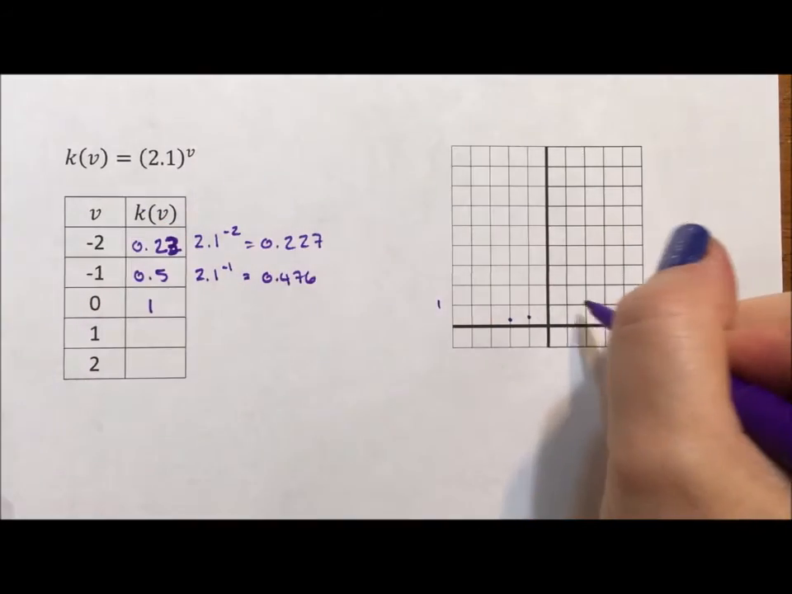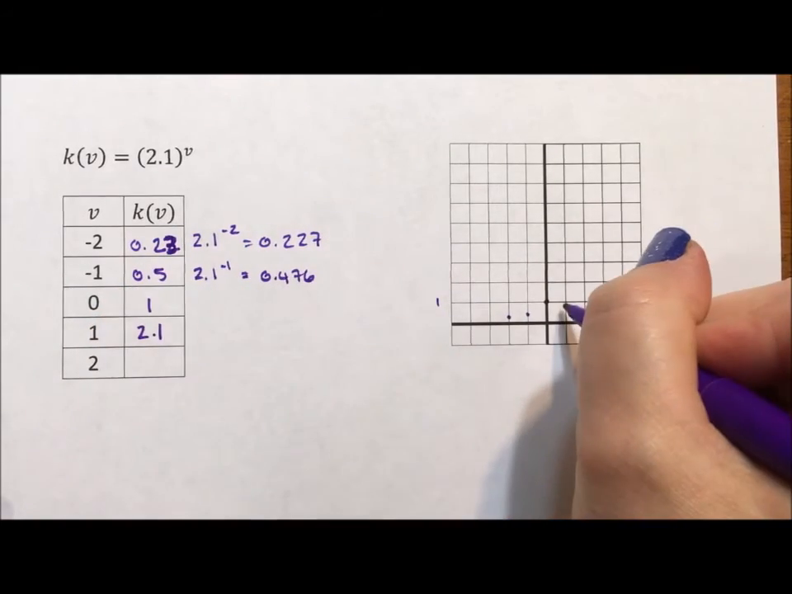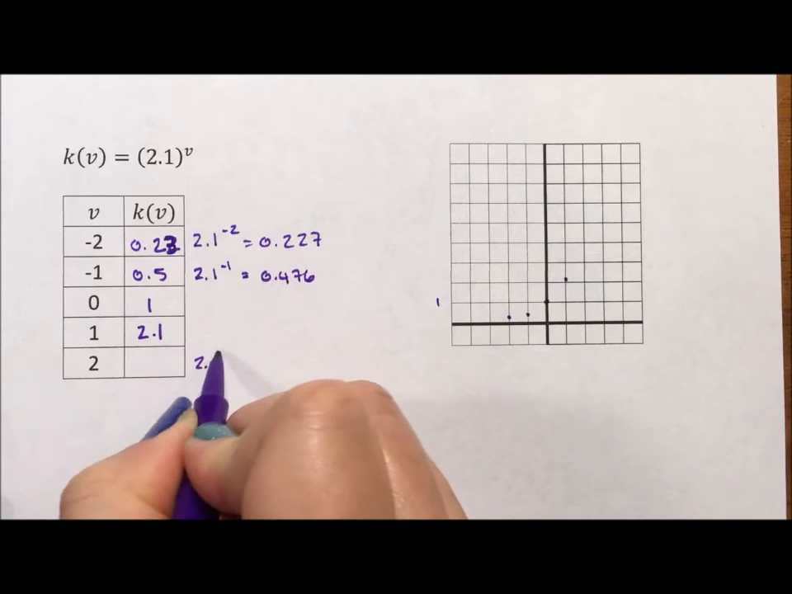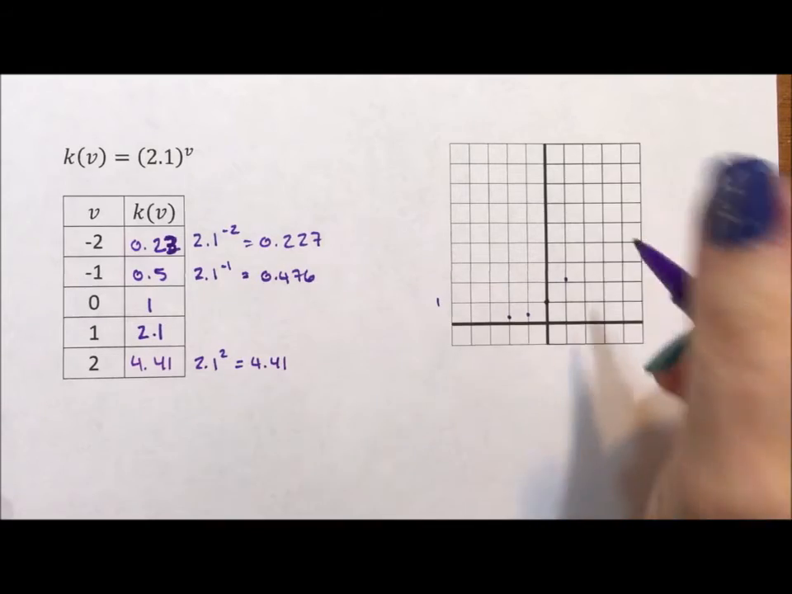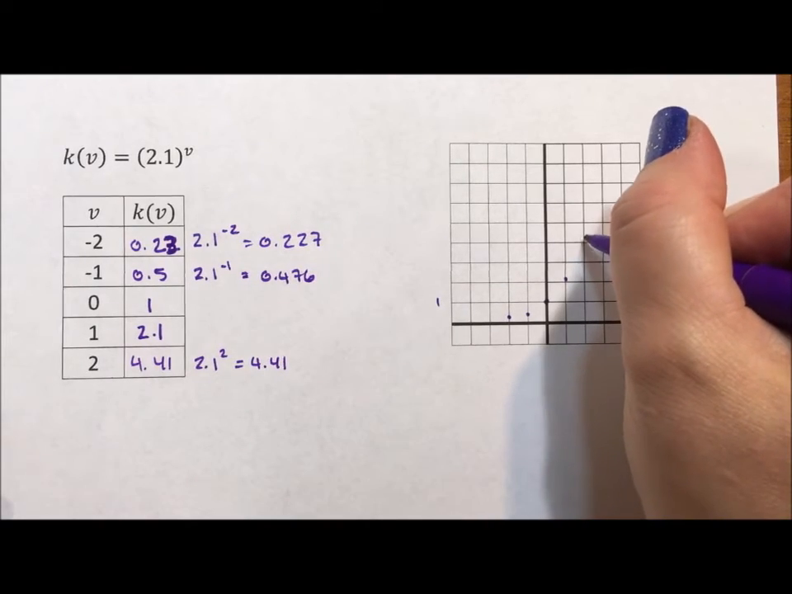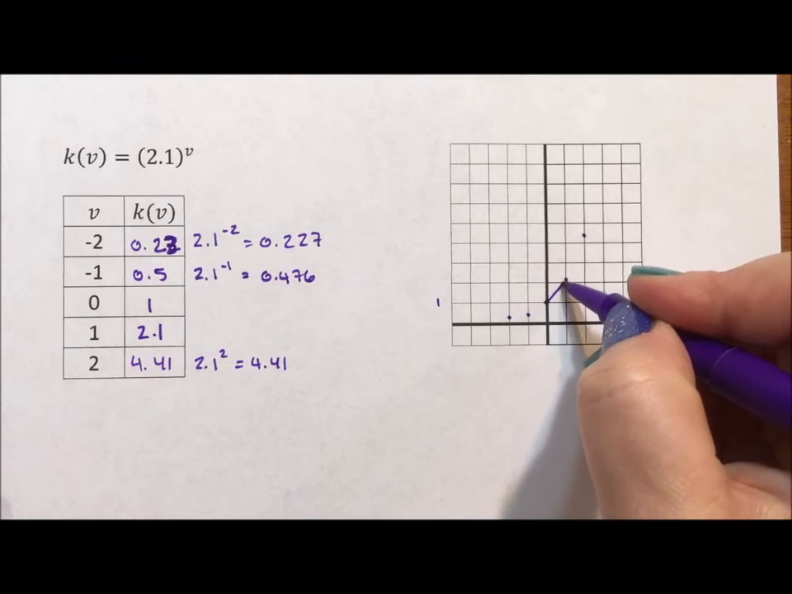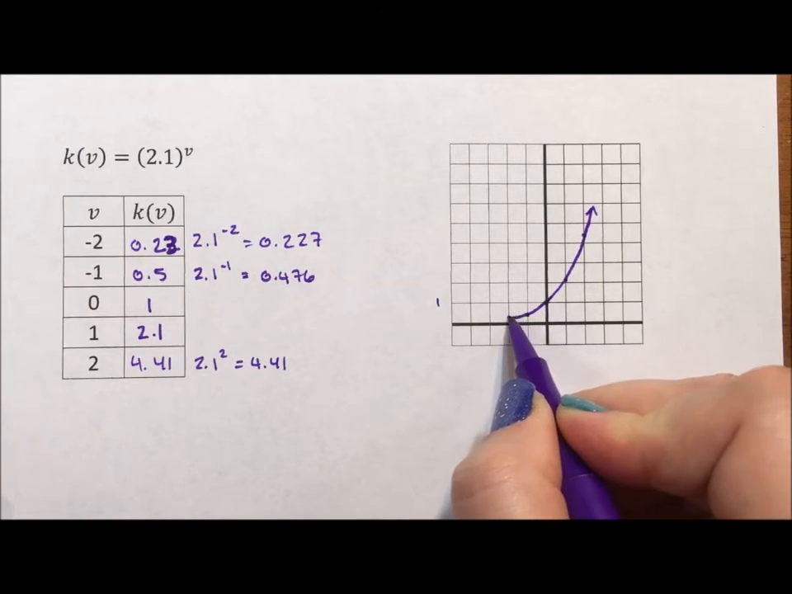Anything to the power of 0 is 1. Then we have anything to the power of 1 is itself, so we have 2.1. And then 2.1 squared is 4.41, which is 1, 2, 3, 4. It's not 4.5, it's 4.41. We get a smooth continuous curve.